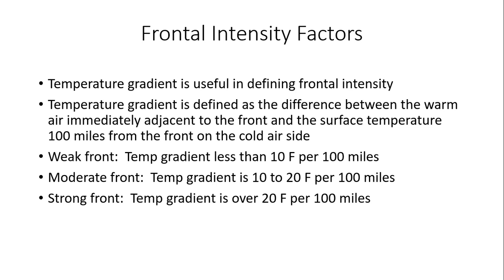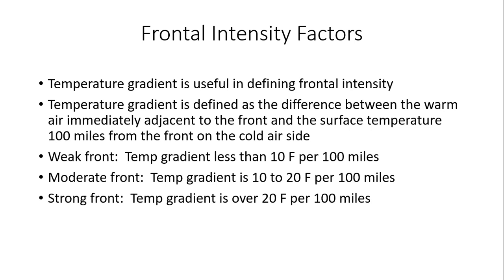So when we talk about temperature gradient, we're comparing the difference in temperature out in the warm air sector, the warm air mass, as compared to the cold air mass behind the cold front. So a weak front is going to be considered one at which the temperature gradient, that change in temperature, is less than 10 degrees Fahrenheit for every 100 miles. That's a weak front. A moderate front is classified when we have that temperature change or gradient on the order of 10 to 20 degrees Fahrenheit per 100 miles.